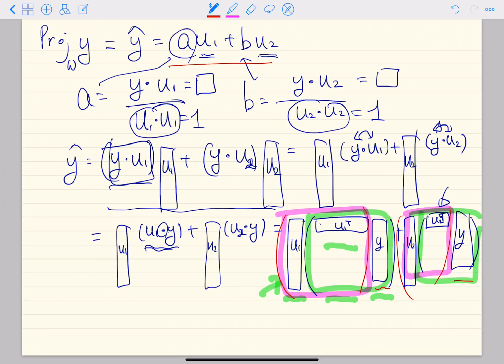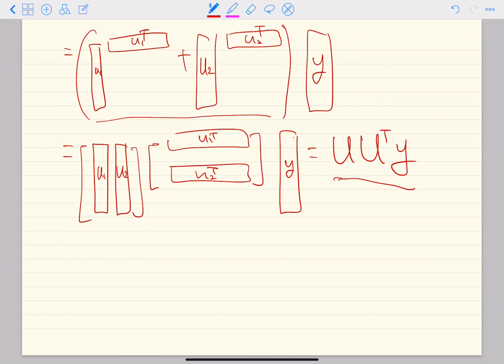This guy, y hat, is the orthogonal projection onto the subspace W spanned by some orthonormal basis vectors. In that case, we first form this U containing the orthonormal basis vectors as our column vectors. And once forming that matrix, you simply multiply U, U transpose, and any arbitrary vector y, and that representation is the orthogonal projection onto subspace W spanned by these two vectors.